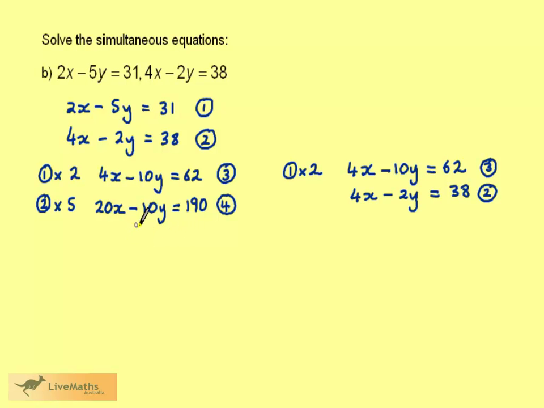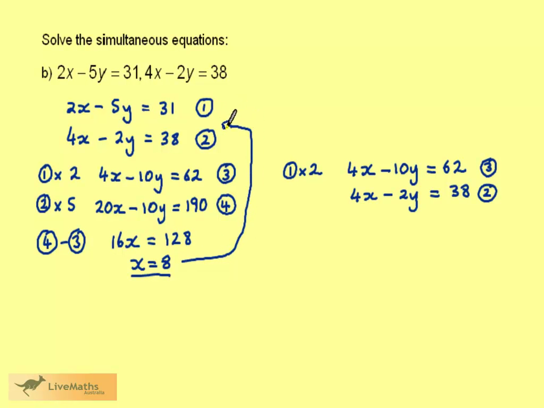So let's look at this one. The same number of y's with the same sign means that we subtract. Do equation 4, take away equation 3. 20x take 4x gives 16x. The y's disappear, and 190 take 62 is 128, giving us that x is equal to 8. If we were going to go ahead and solve this, we would then take this value of 8 and substitute back into one of the original 2 equations in order to find the value of y.